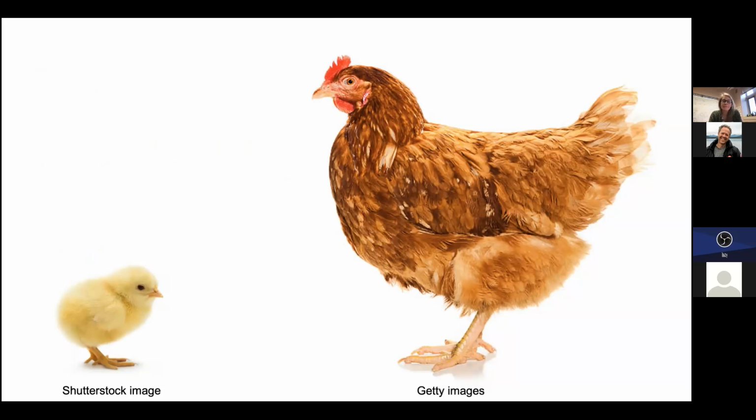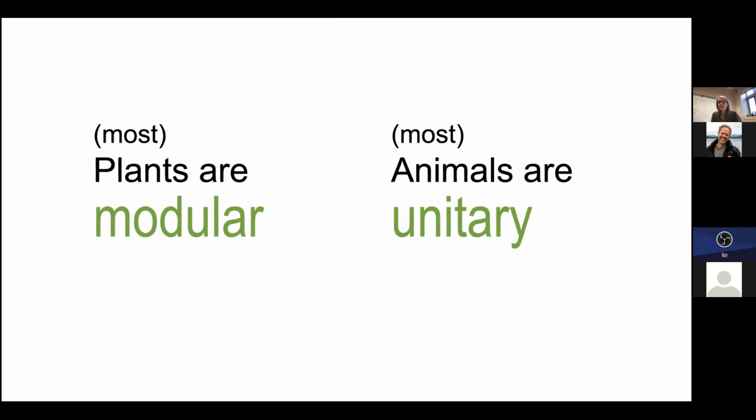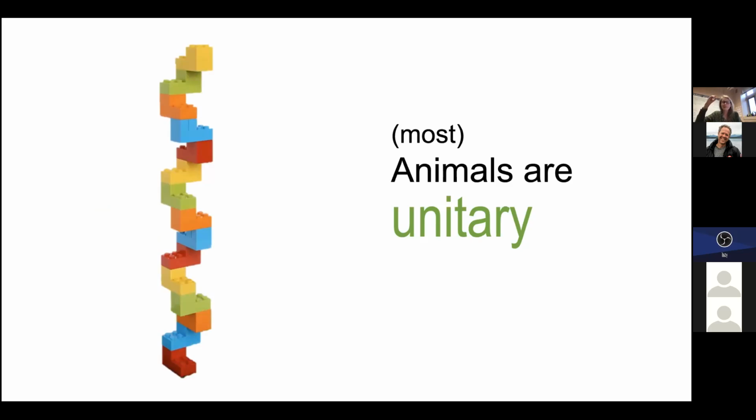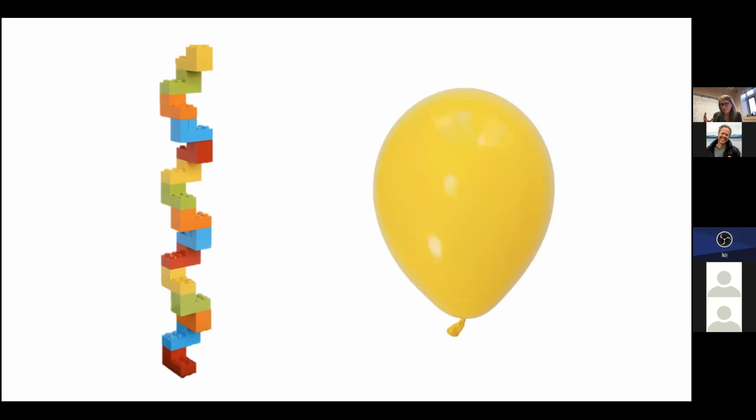That difference can be summarized in a more formal way by saying that plants are modular organisms and animals are unitary organisms. I put the "most" in parentheses here because, of course, like everything in biology, there are some interesting exceptions to these rules on both sides. But we're going to focus on the general case that most plants are modular, most animals are unitary. And it's the difference between growing by adding Legos to your Lego tower versus growing by inflating the balloon.